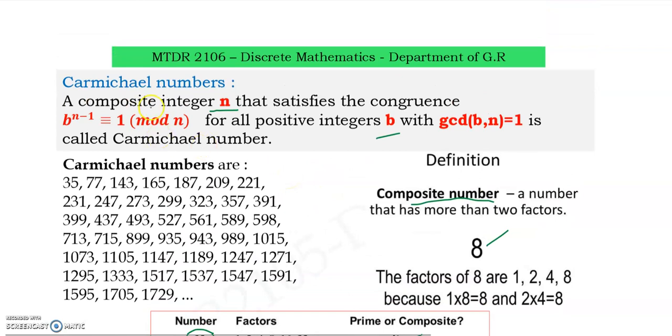See here what is a Carmichael number. We take a composite integer n that satisfies this congruence equation for all positive integers b. We don't know what b is; it can be any positive integer with this condition: GCD of b and n is 1. Then we can conclude that n is called a Carmichael number.